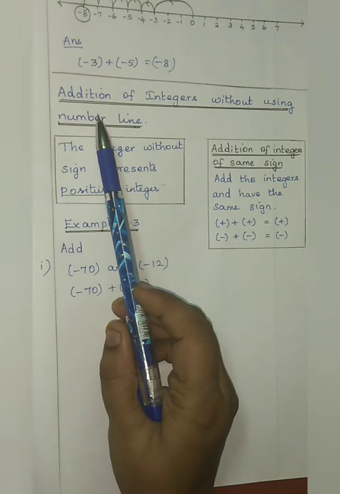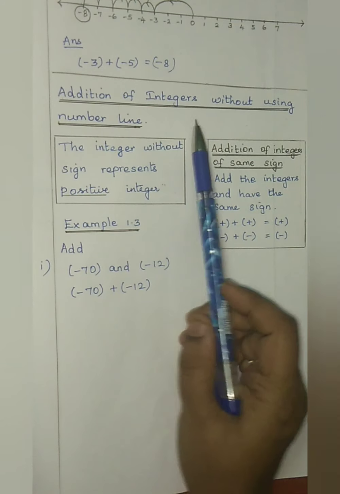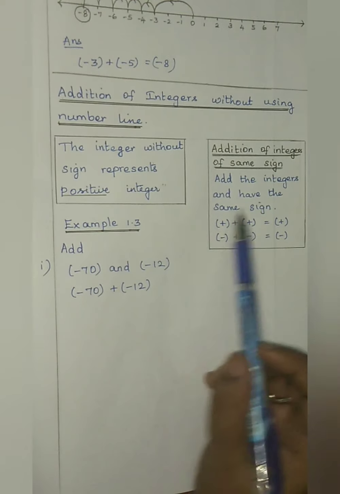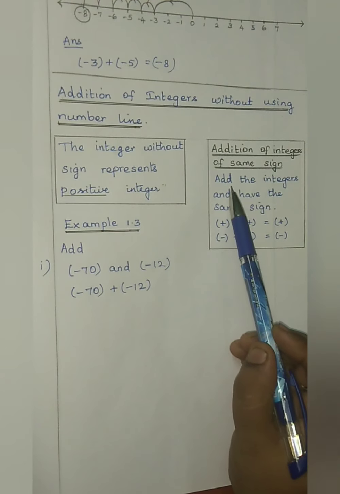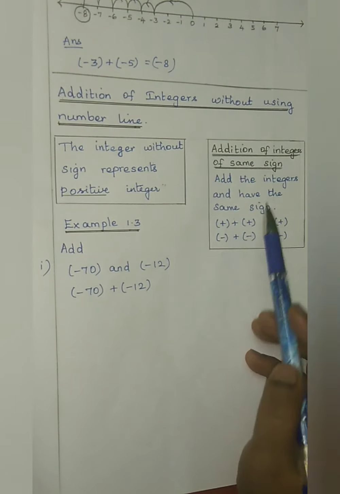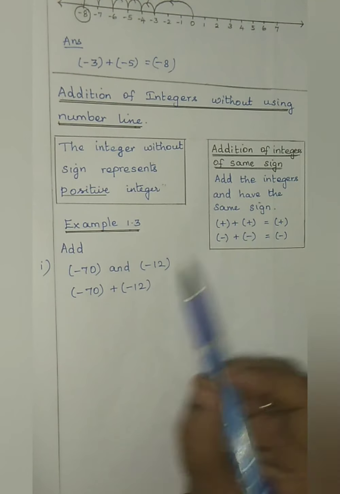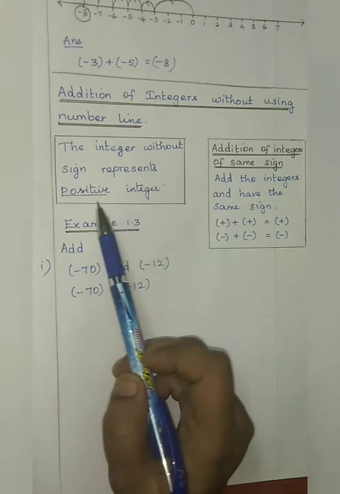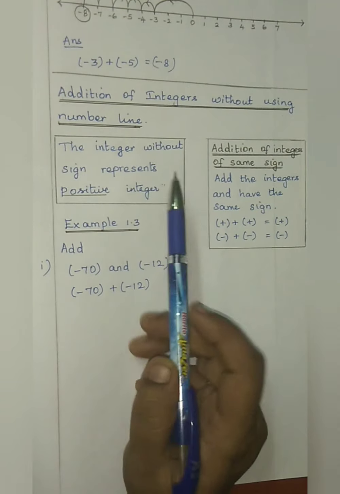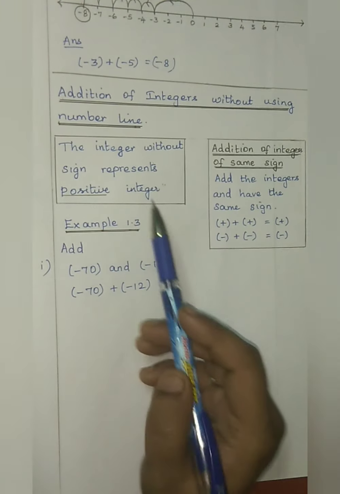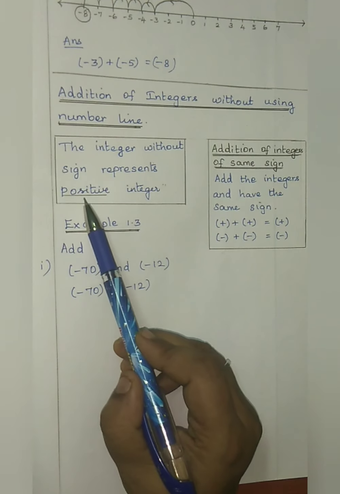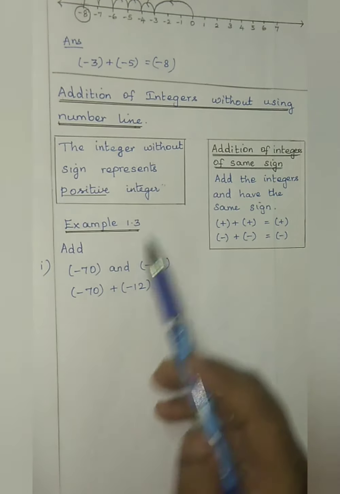Now we are going to see how to add integers without using a number line. Suppose we add two integers of the same sign: add the integers and keep the same sign. The integers without a sign represent positive integers. If there is no sign in front of any integer, that integer is considered a positive integer.